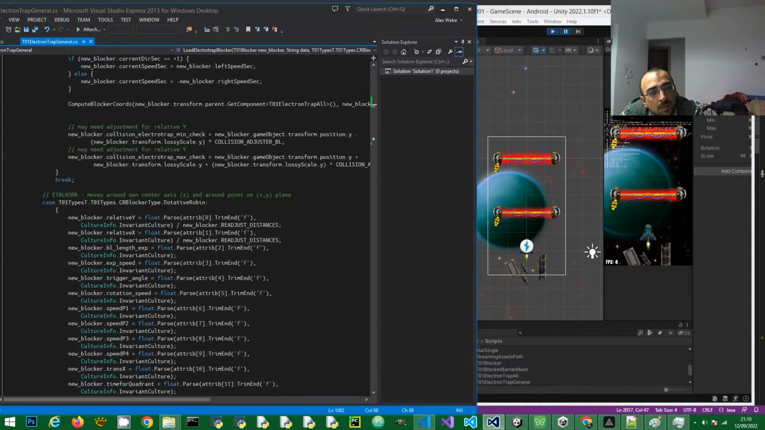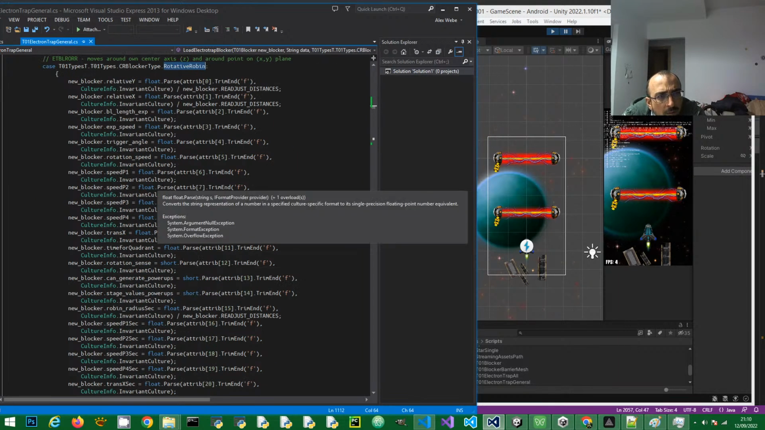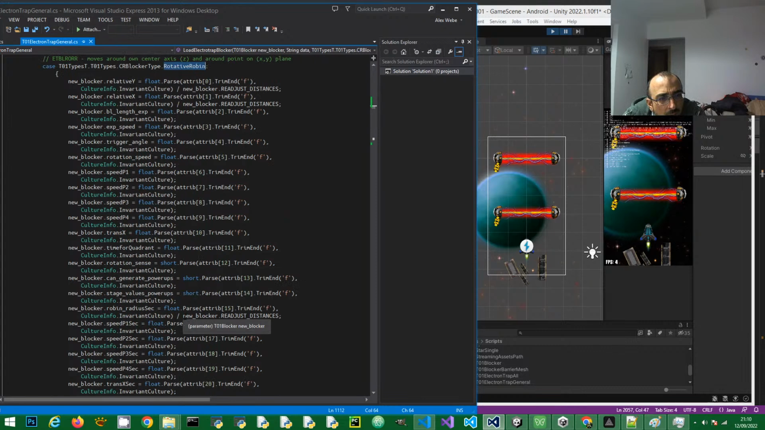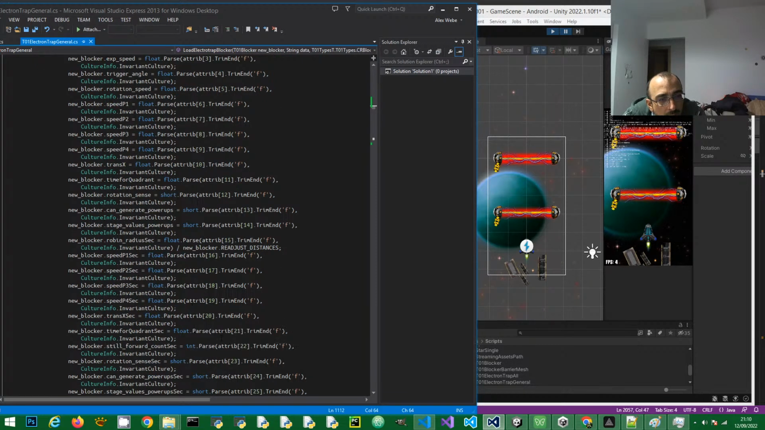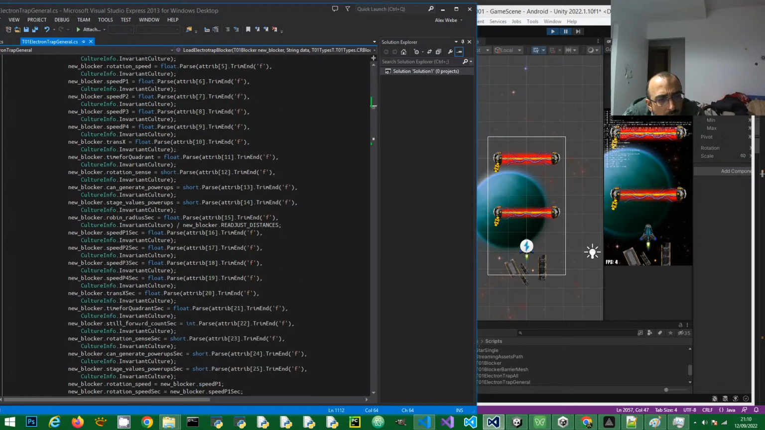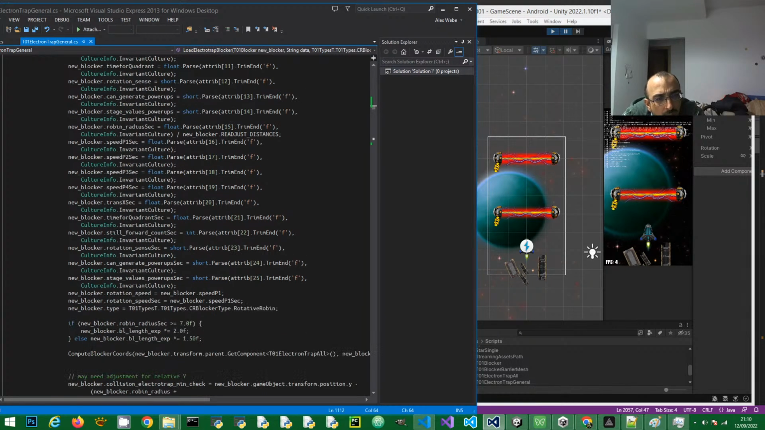A rotative robin. So this is the one. Moves around on center axis Z and around point on XY plane. And the same, also on the Z axis, but radius, rotation can generate. Okay. Good.